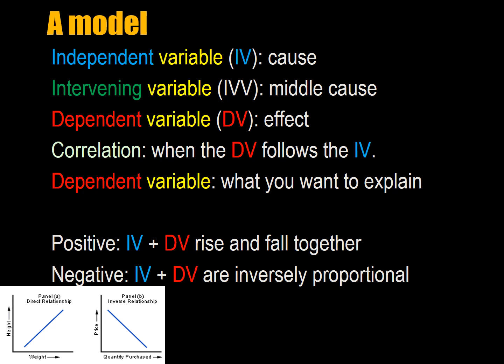So what's an intervening variable? An intervening variable is a variable that operates between the independent variable and the dependent variable. The independent variable is the cause, and the dependent variable is the effect. But sometimes there's an intervening variable, abbreviated IVV, which changes the effect of the independent variable on the dependent variable.